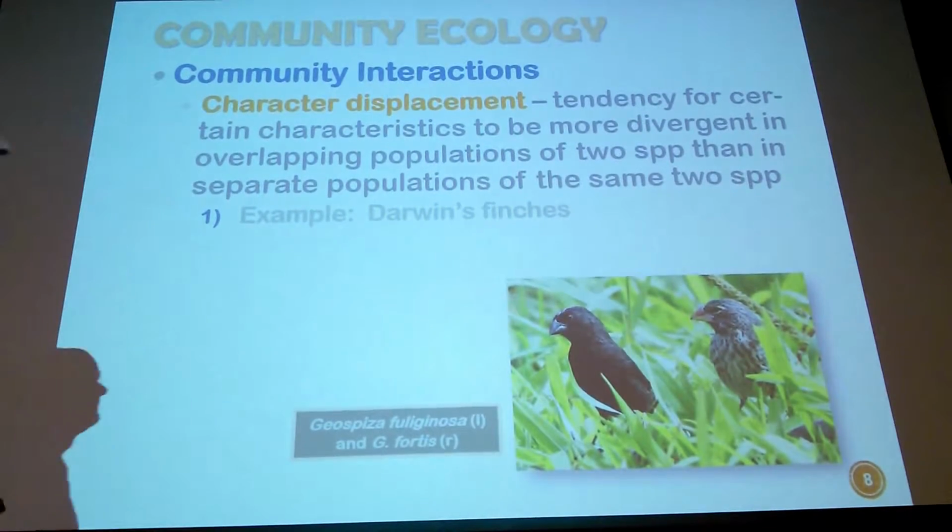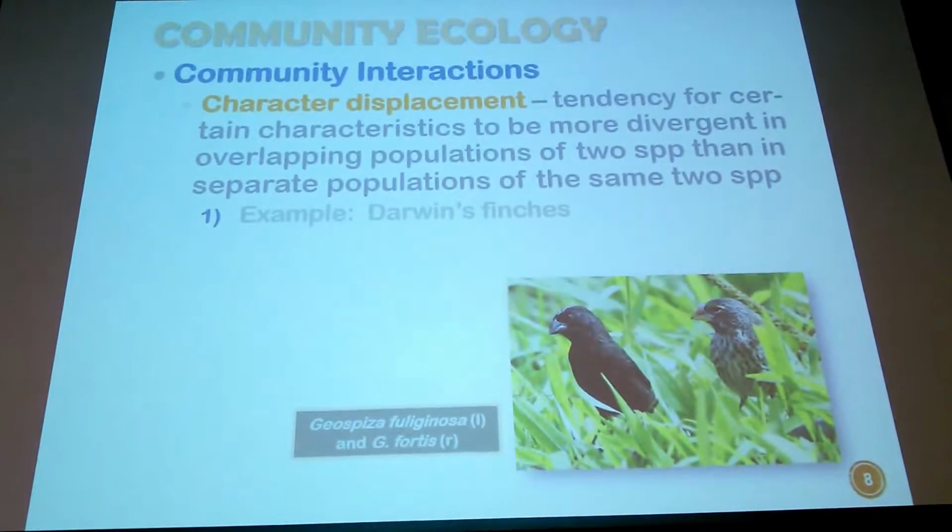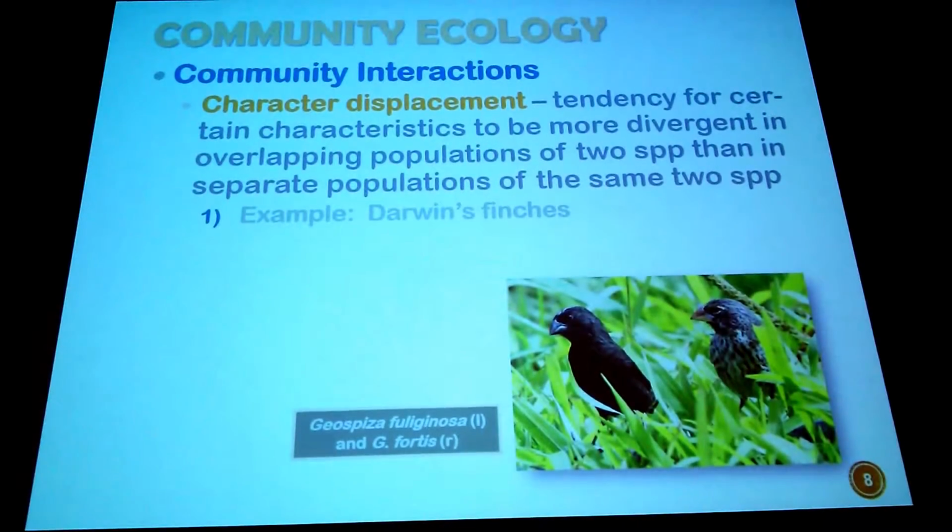Character displacement. Tendency for certain characteristics to be more divergent in overlapping populations of two species than in separate populations of the same two species. And I know it's like, what? Okay, I've got two different finches here. Geospiza fuliginosa and Geospiza fortis. No, I don't expect you to remember that.